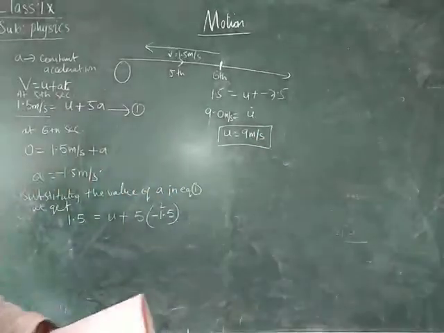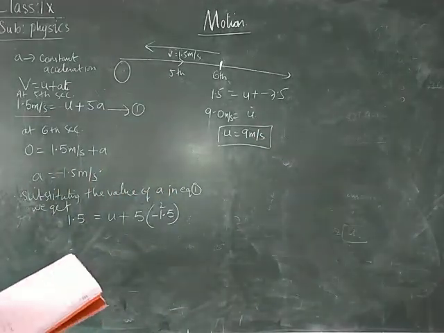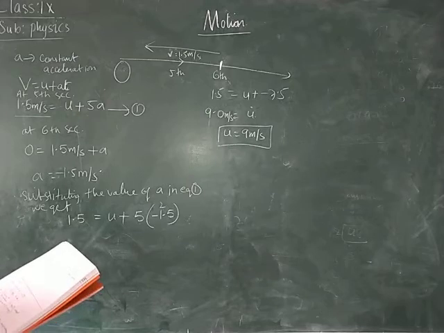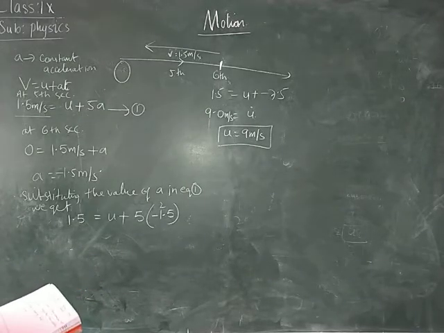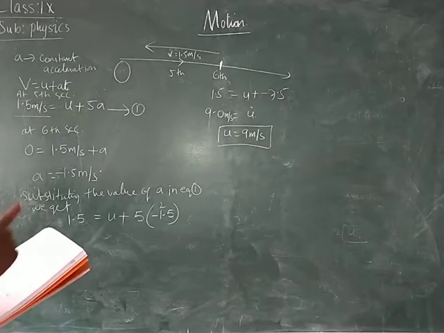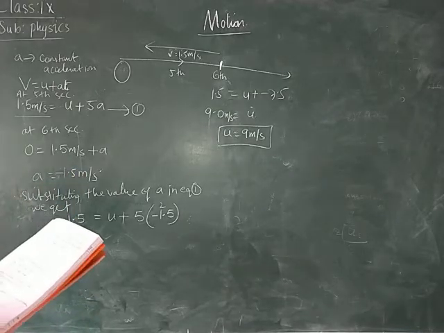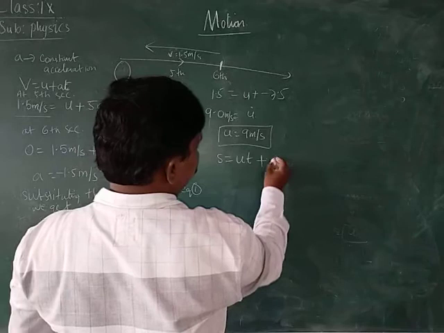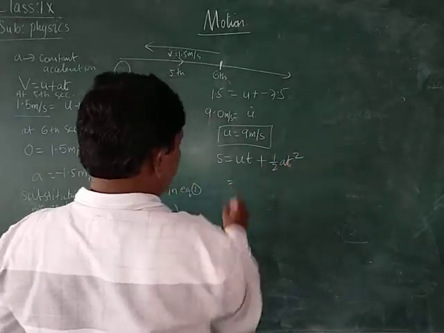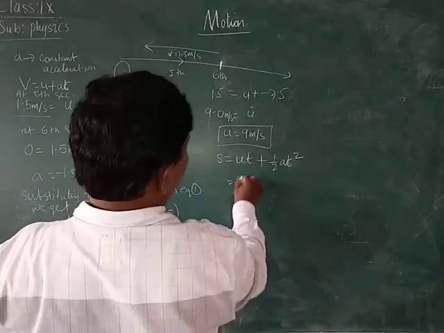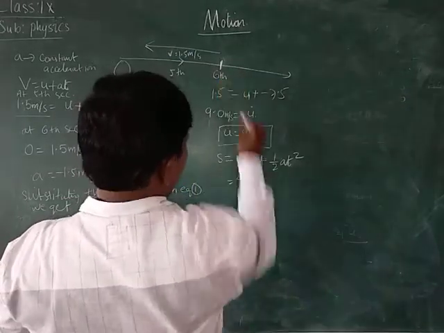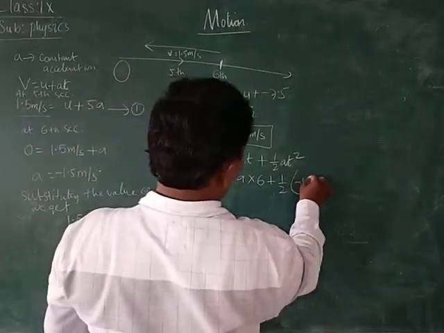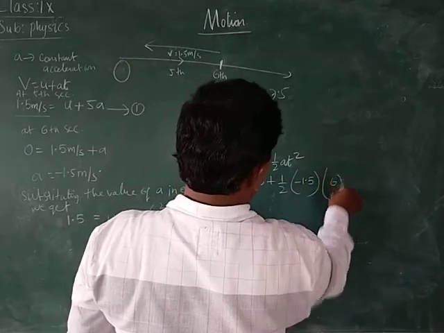Here we got U as 9 meter per second, and as it is returning back to the same point O, here we got the velocity as 9 meter per second. Here we want to find the distance traveled. S is equal to ut plus half at square. Here u is 9, the time is 6 seconds, plus half, A is minus 1.5, into t square, 6 square.